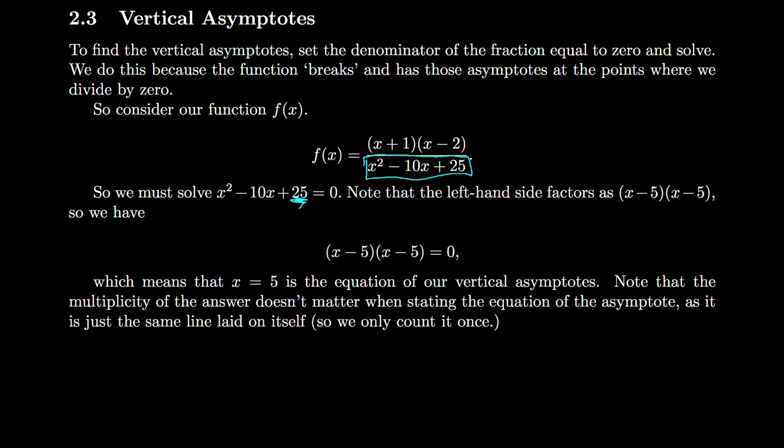So it's going to factor nicely, which means that we're solving this. Okay? So we get x minus 5 times x minus 5 equals 0, which means that x equals 5 is the equation of our vertical asymptotes. So the fact that it happens twice, that the multiplicity of the answer is 2, doesn't matter when stating the equation of the asymptotes. It's just the same line laid on itself, so we only count it once.